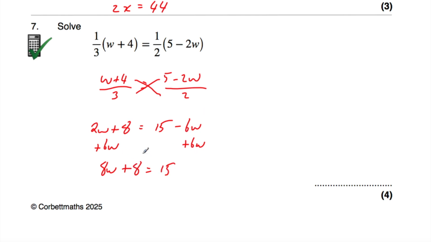Okay, now we want to get rid of this 8, so let's take away 8 from both sides of the equation. So on the left hand side we'll be left with 8w, and then that equals, and 15 take away 8 is 7, so 8w equals 7.